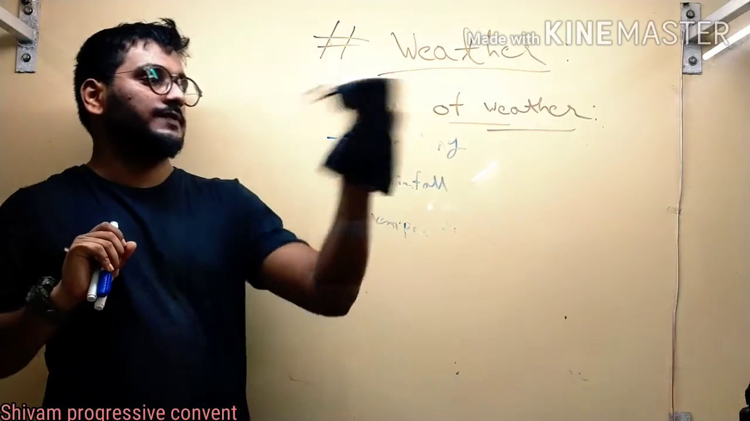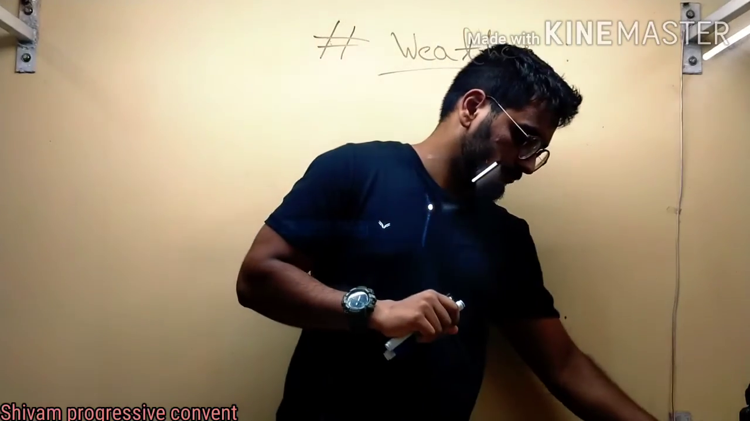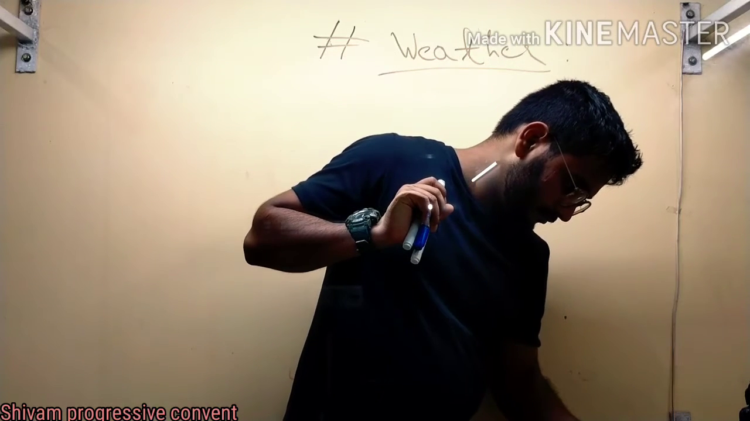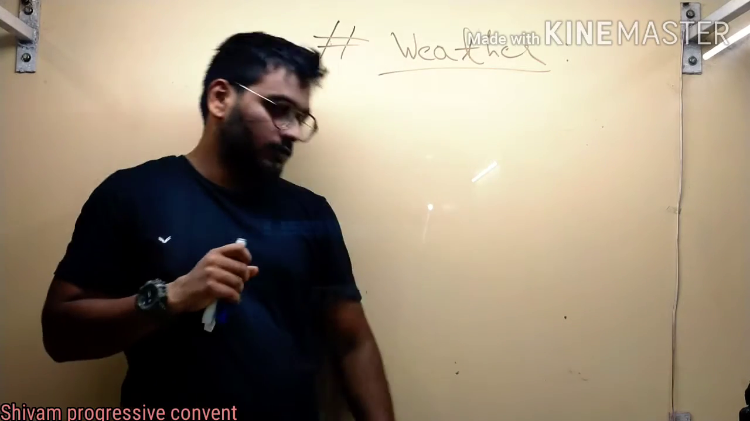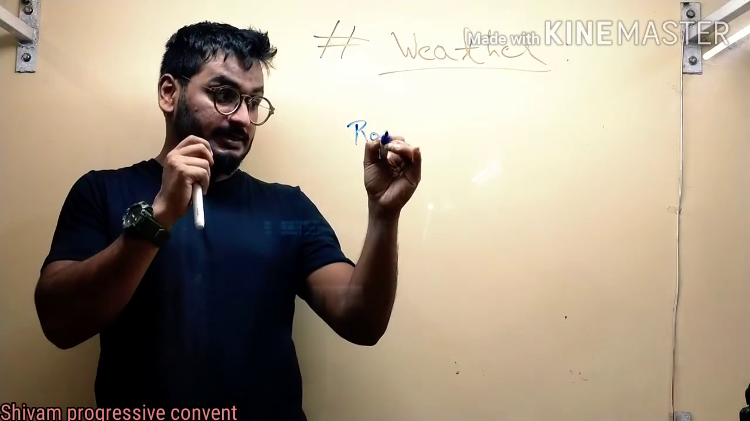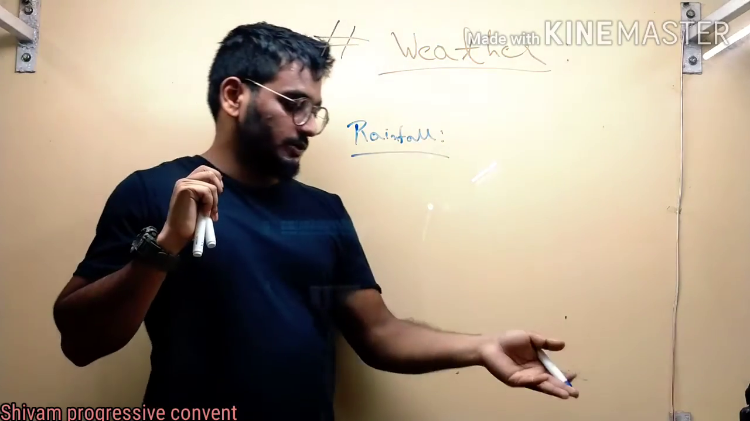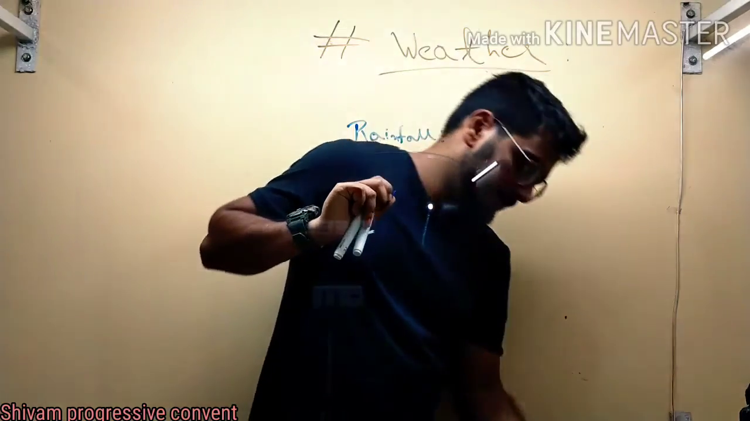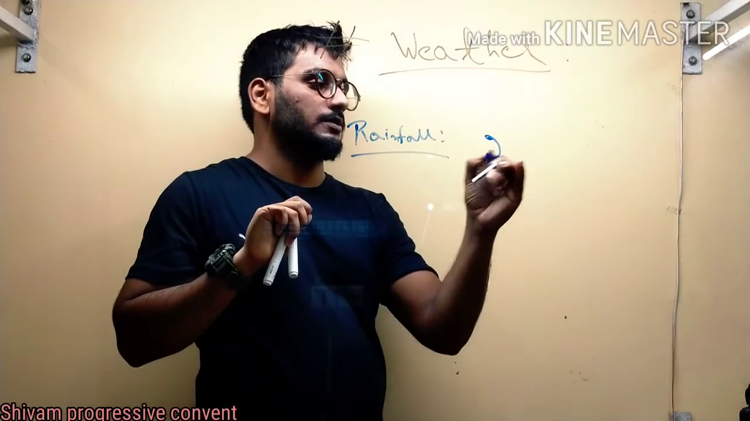Moving forward, the next topic is also there, which is climate. I used the word rainfall, so you can ask how rainfall is measured. There is a point in your book, so note it down. It is measured by an instrument. Rain gauge, yes, note it down.